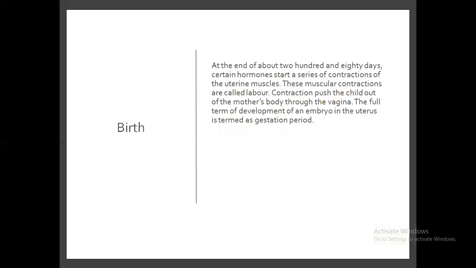Now, the birth. At the end of about 280 days, this is called the gestation period of 9 months. After about 280 days, certain hormones start a series of contractions of the uterine muscles. These muscular contractions are called labor. Contractions push the child out of the mother's body through the vagina. The full term of development of an embryo in the uterus is termed the gestation period.